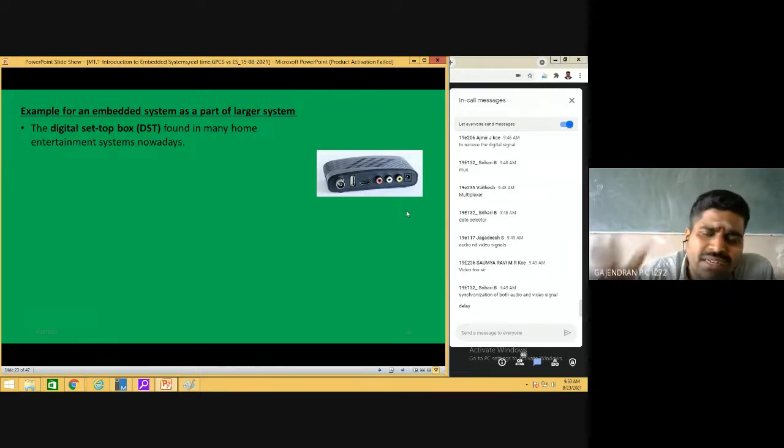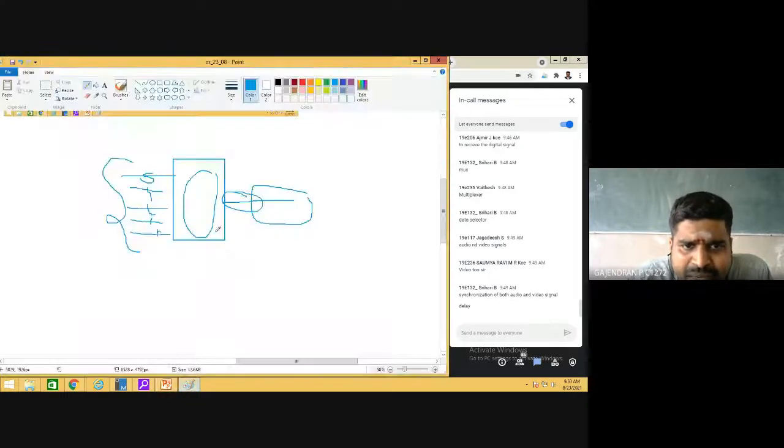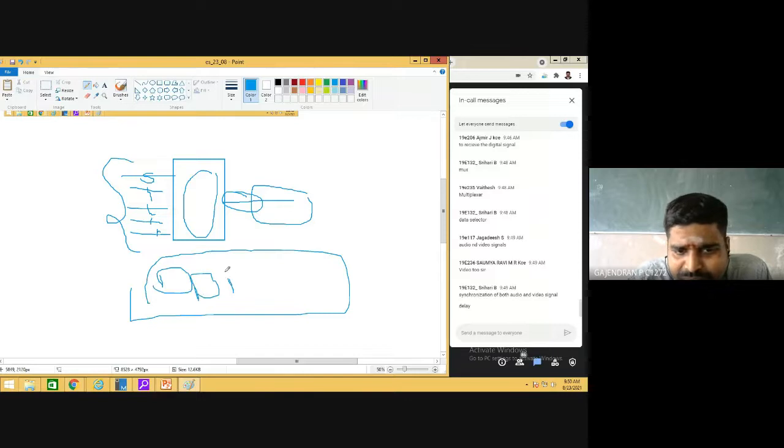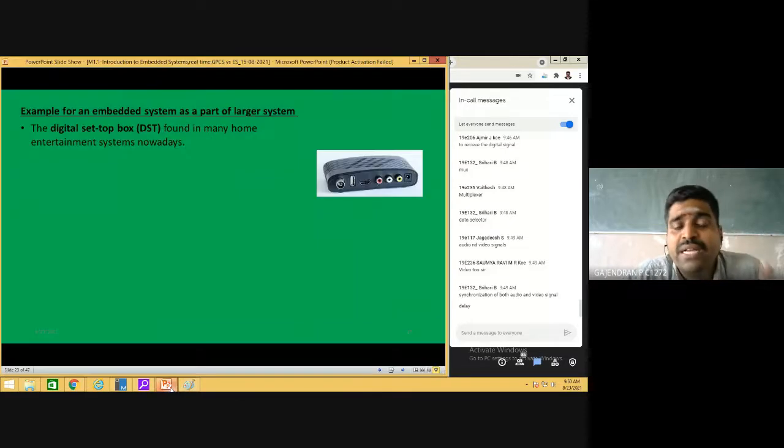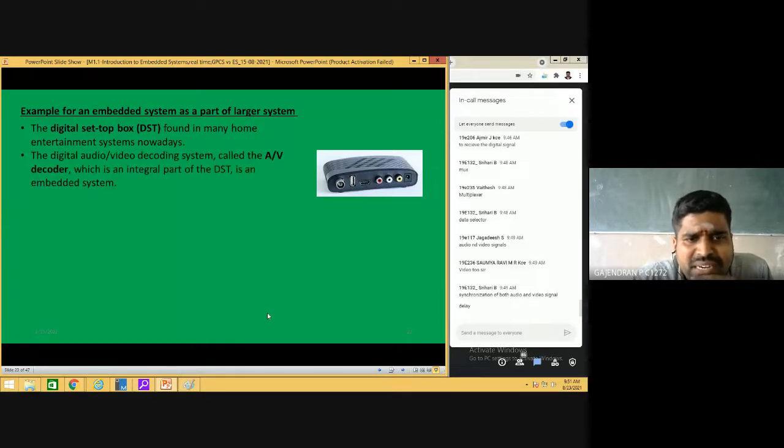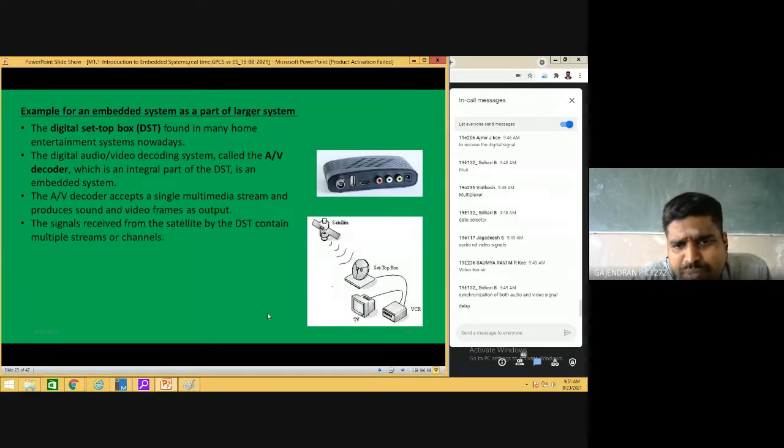So it is a multitask. Am I correct? Inside this set-top box, you have many blocks: audio, video, signal processing, channel selection, synchronization. Many things you need to do within the set-top box. You have many dedicated controllers available. But the set-top box is not a single unit. It is associated with a larger unit.